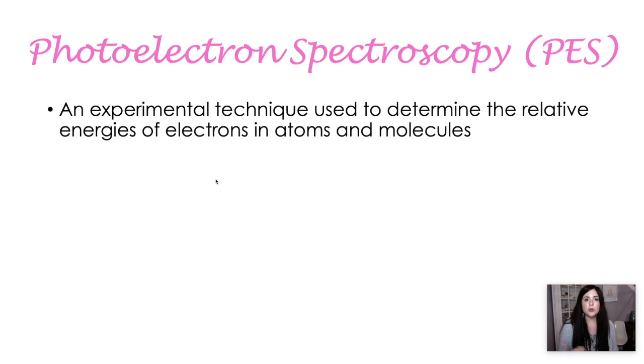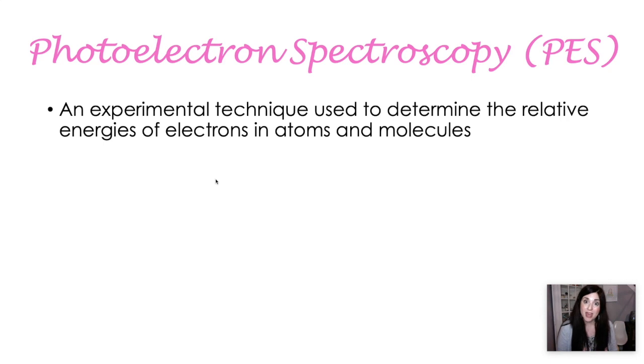So let's talk about photoelectron spectroscopy. What is it? Involving everything we've just talked about. This is an experimental technique that's used to determine the relative energies of electrons in atoms or molecules. Because with ionization energies, we've been talking about energies before, the higher the ionization energy means the more difficult it is to remove that electron.